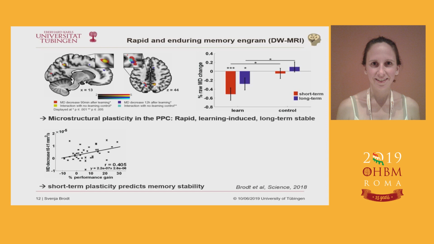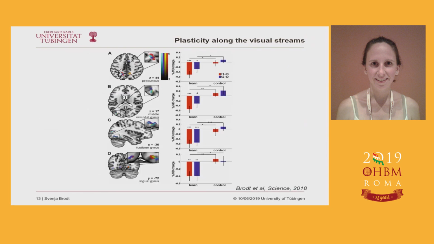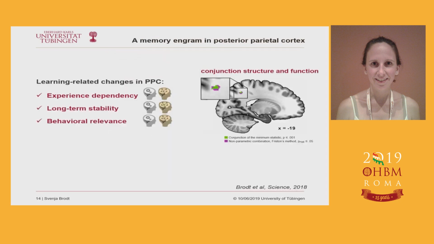And finally, we can also show a relation to subsequent behavior, because stronger short-term changes were associated with better memory retention from task session 1 to task session 2 12 hours later. We see this pattern not only in the posterior parietal cortex, but also in other neocortical regions located along the ventral and dorsal visual streams, which makes complete sense given the task that we've used.